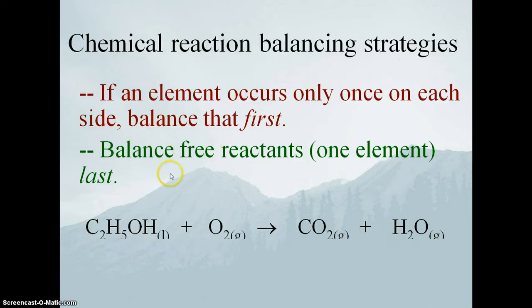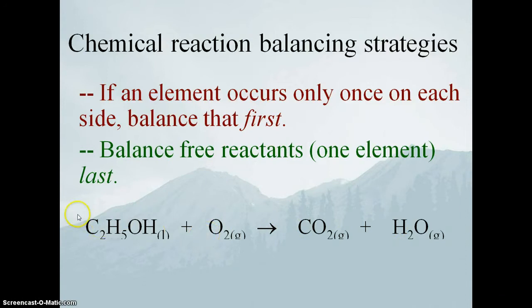So let's take the last part first. It says balance the free reactants 1 element last. So we're actually going to end with this oxygen. And the reason we're going to do that is when I put a number here, and that's how we're going to do this, we're just going to go piecemeal and do 1 at a time, put numbers in front of each one of these components.